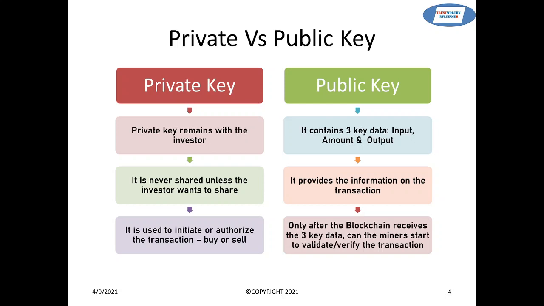Now, the public key provides all the information with regards to the transaction. Only after the blockchain receives all these three different key data can a miner start to validate and verify the transaction. Without any one of them, the miner will not be able to verify and validate the transaction.